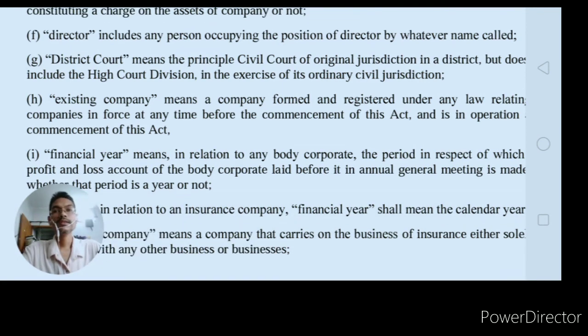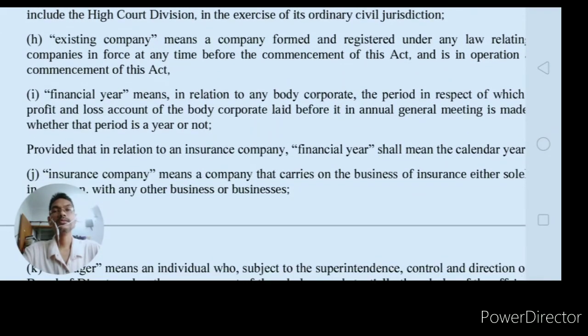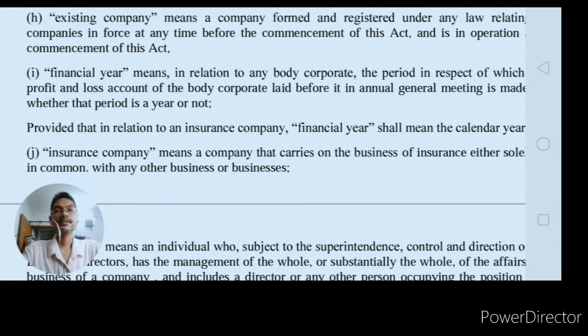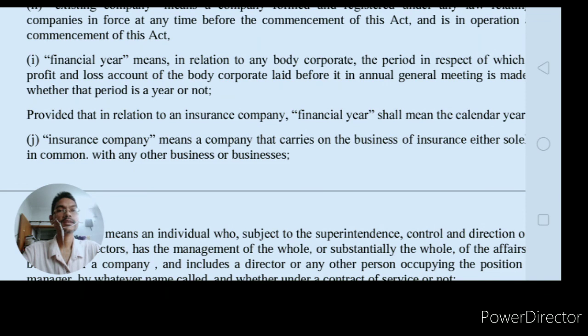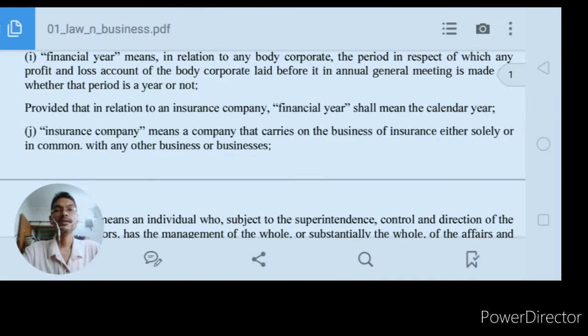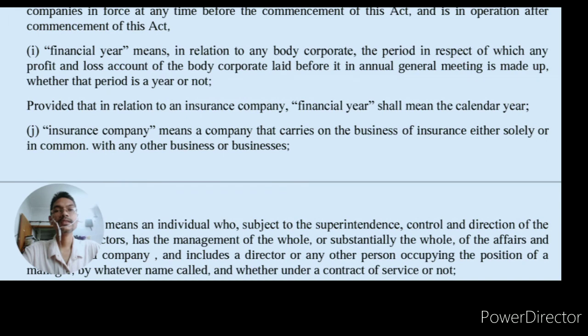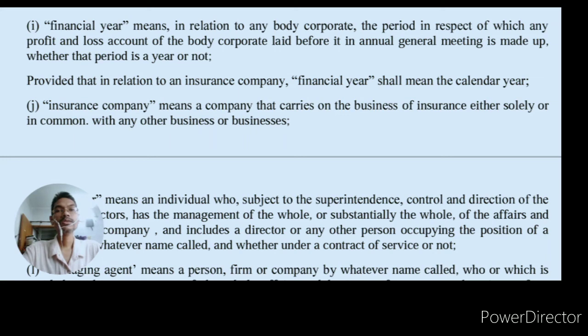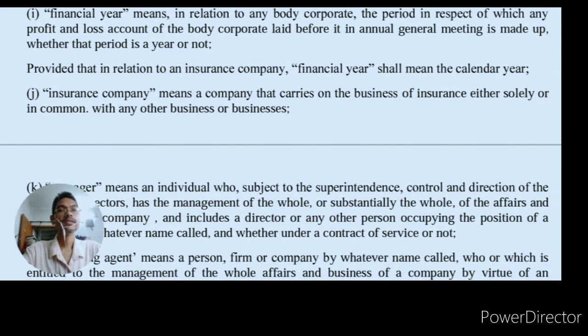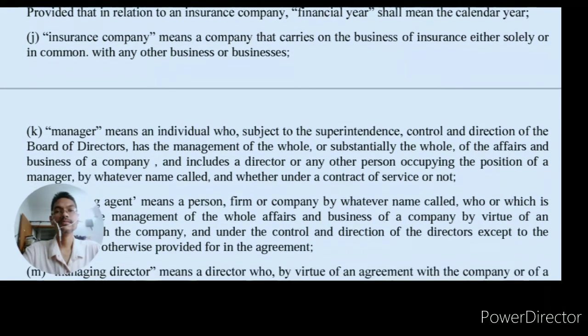Okay, I was in Section A, and I'm going to jump to I. The financial year. What does financial year mean for a company? The financial year means, in relation to any body corporate, the period in respect of which the profit and loss account of the body corporate laid before its annual general meeting is made up, whether that period is a year or not, provided that in relation to an insurance company, financial year means the calendar year. J. Insurance company means a company that carries on the business of insurance, either solely or in common with any other business.